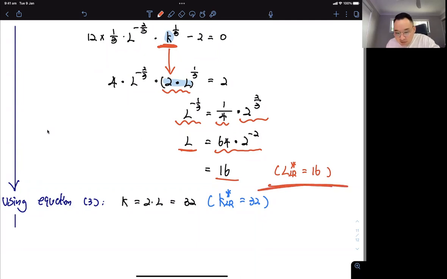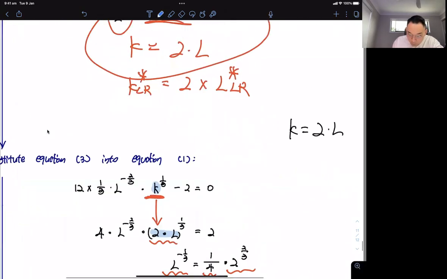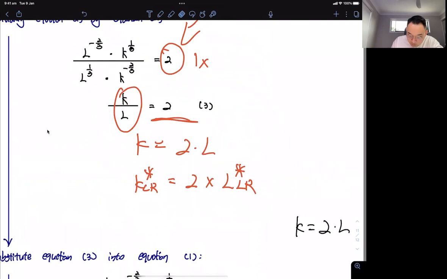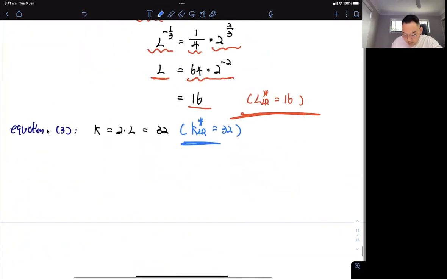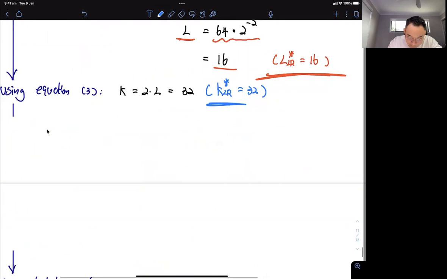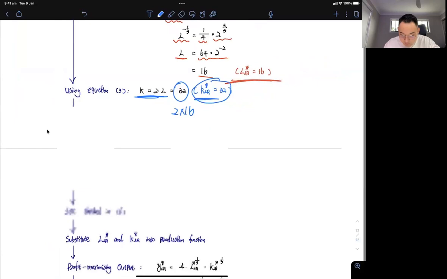So how do we get the long run optimal level of capital then? Remember, we have equation 3 saying K equals 2 times L, right? So K star will equal 2L star, okay? So K equals 2 times L, which is 2 times 16, which is 32. So we know the long run optimal level of capital will equal 32, okay?